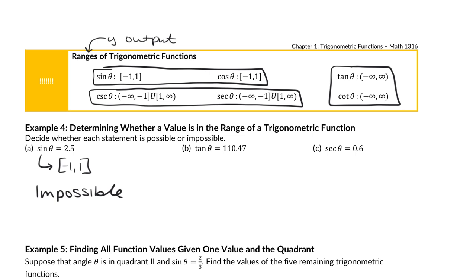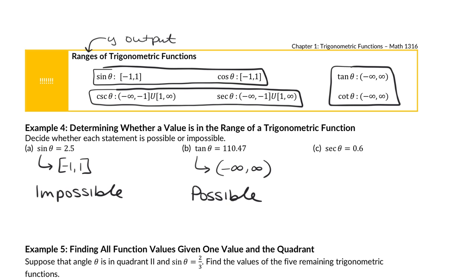Can tangent of theta be equal to 110.47? Yes, because what is the range of tangent? Negative infinity to infinity, all real numbers. It can be equal to whatever we want. This one is possible.